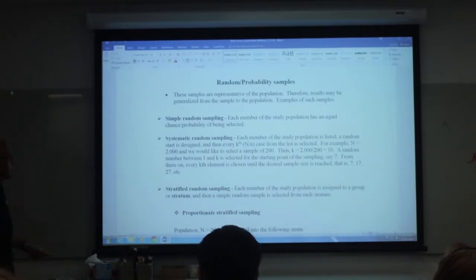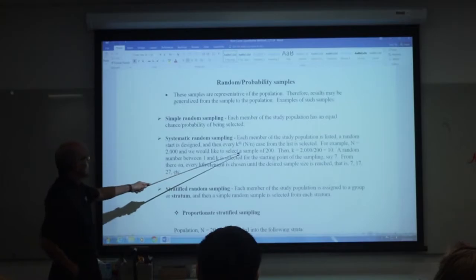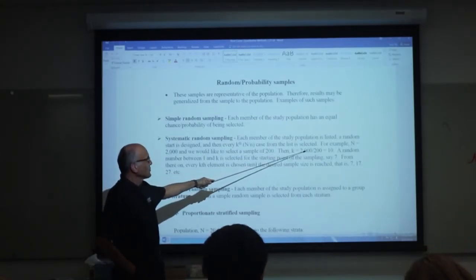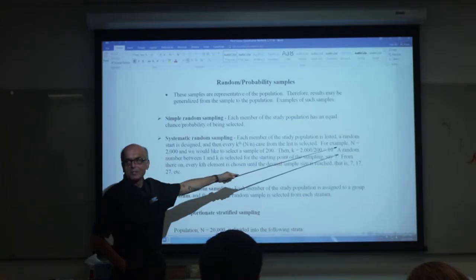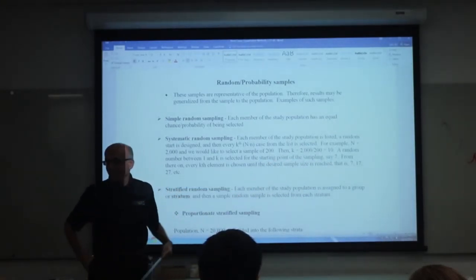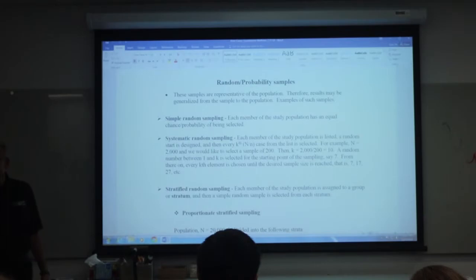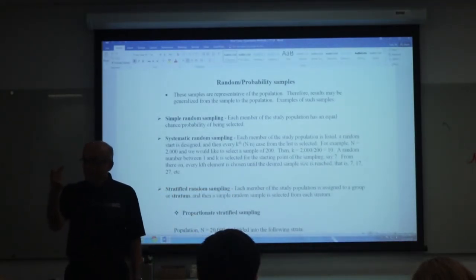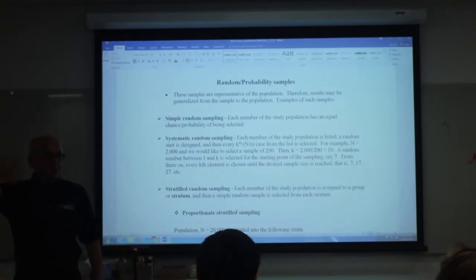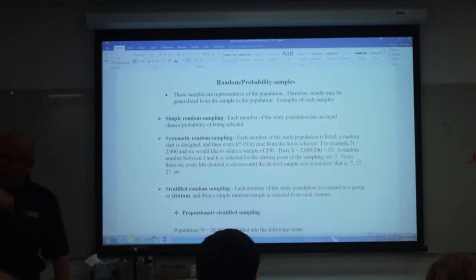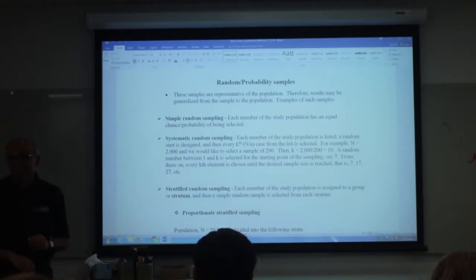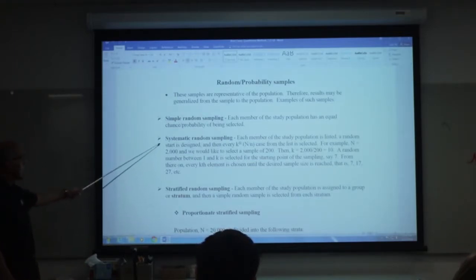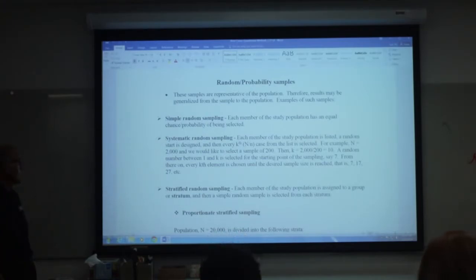So why do we do that? For example, you want a sample of 200 from 2000. 2000 divided by 200 is 10. Then I go to the subject. I say, okay, give me a number between 1 and 10. The person would tell me 7. So number 7 is the first, and then I go in increments of 10: 17, 27, 37, 47, 57, and I go on until I get the sample that I want. This is systematic random sampling.